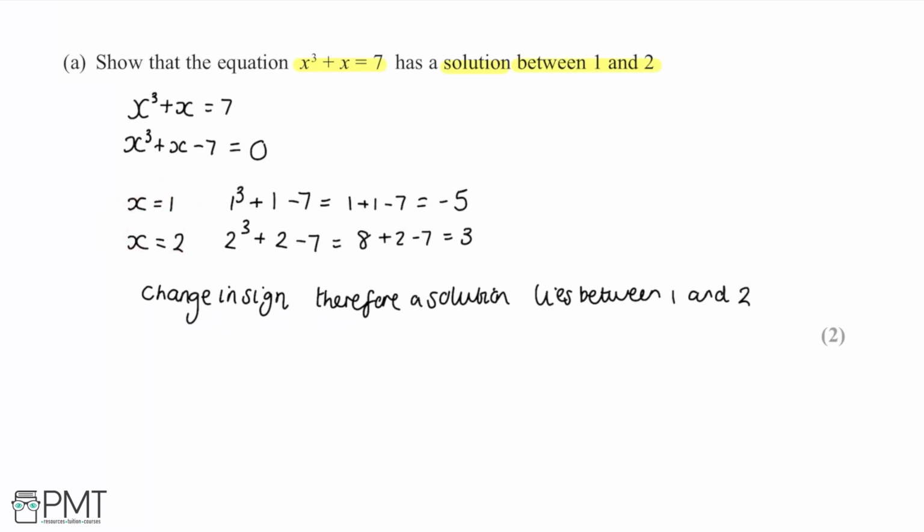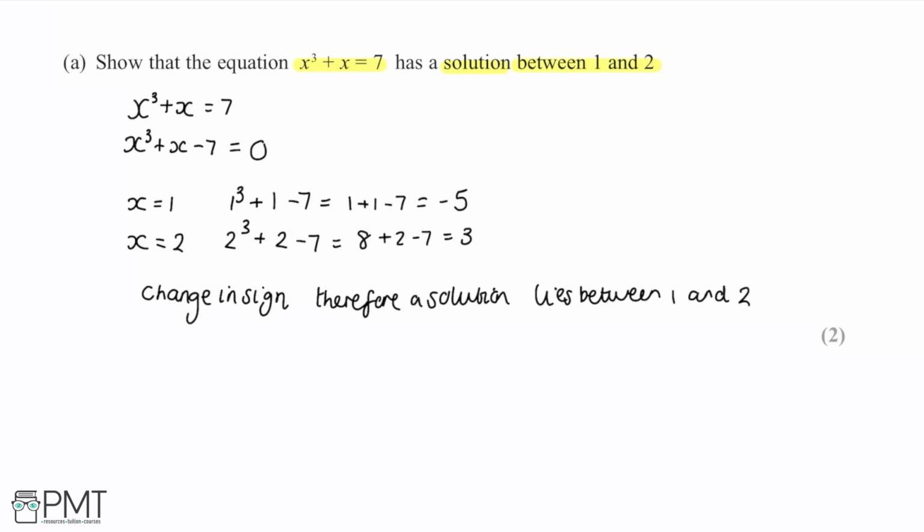And the graph's continuous, so if we were to draw out the graph of this, we'd be basically looking for the root of the graph, so where it intersects the x-axis, and we have that change of sign here. So some point between x equals 1 and x equals 2, there is going to be a solution. And we've written that down here.